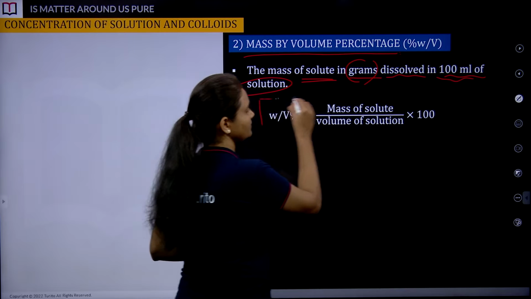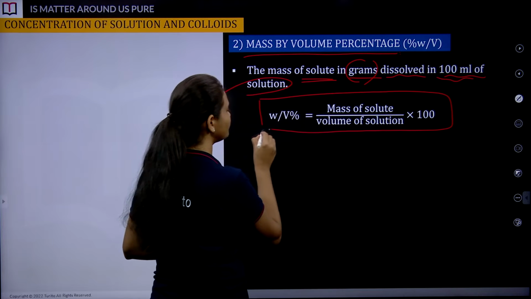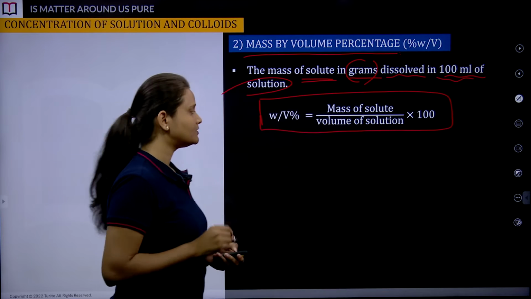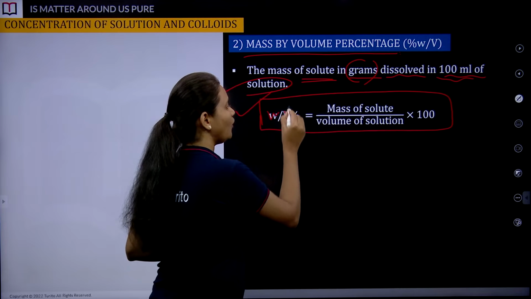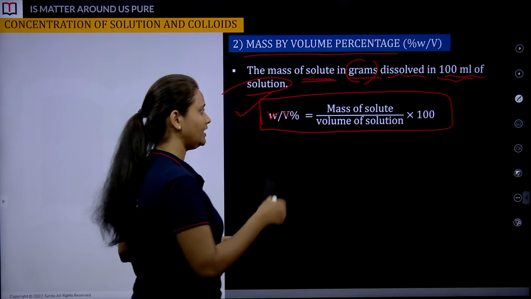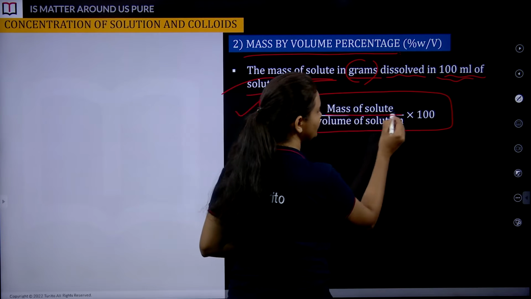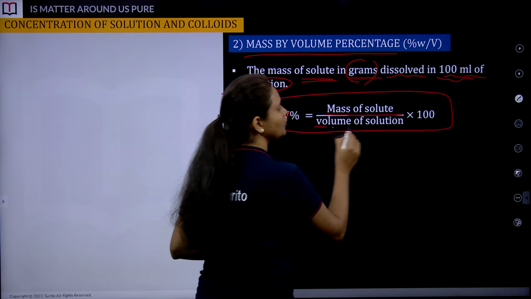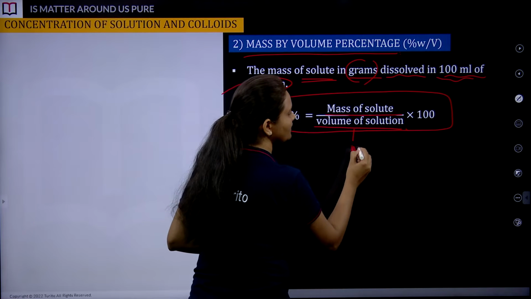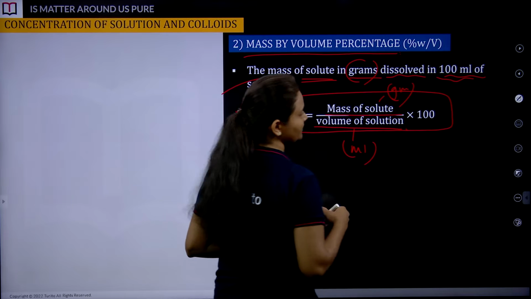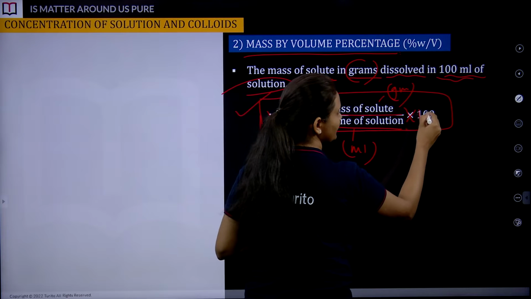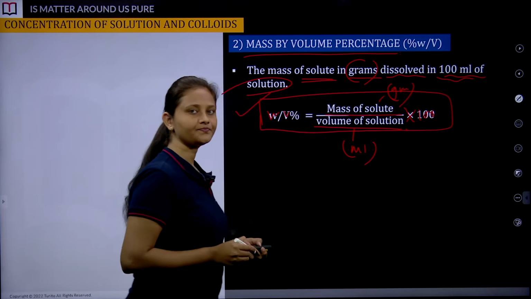This is the formula which we are going to use to solve some numericals. So this is very important. This is mass by volume percentage. So definitely you need mass of solute which is divided by volume of solution. This volume is in milliliter. Mass is in gram. Correct? Definitely you are going to multiply it with 100.